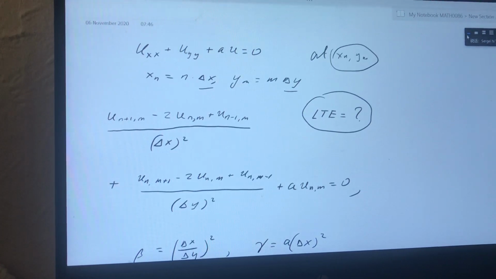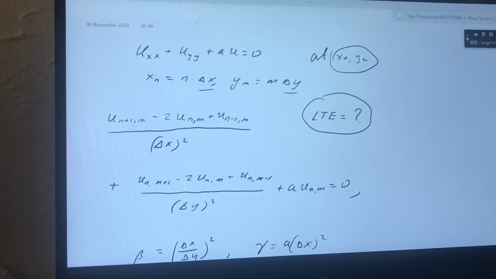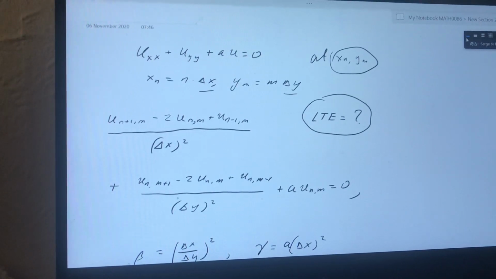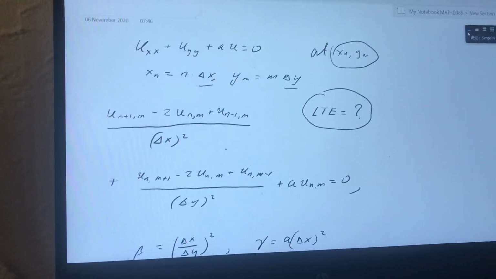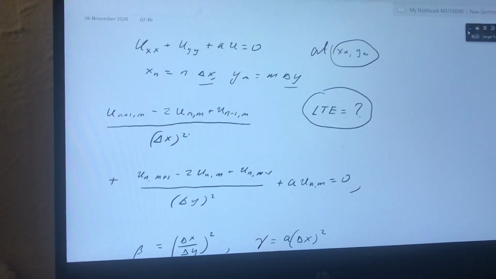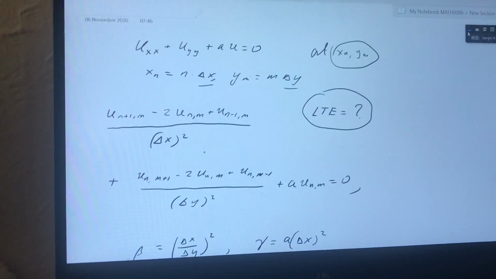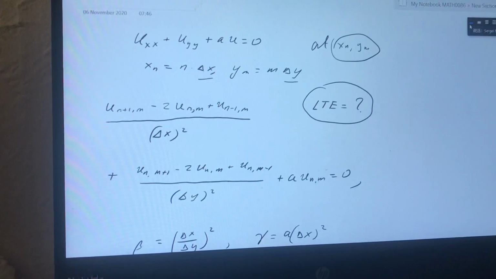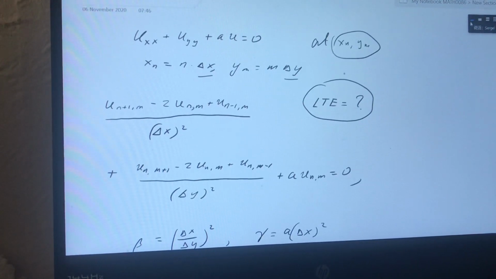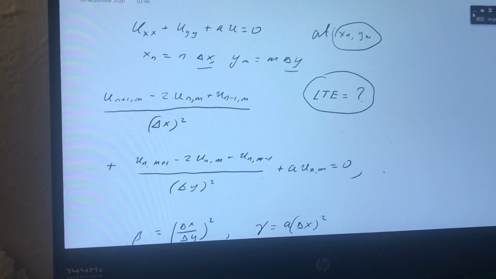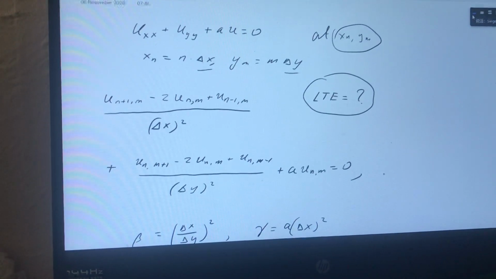For the second y derivative, we repeat this formula only with a different step size delta y, and the subscript in the y direction is m. The central point in both derivatives is u_n,m. We also need to add the constant a times u evaluated at the point where we're working, u_n,m. The total must be 0. This is our finite difference approximation.